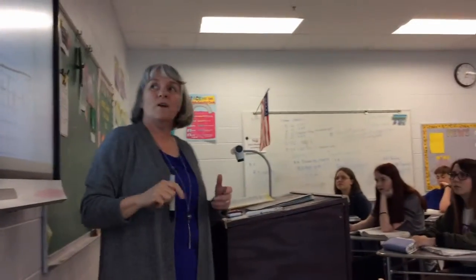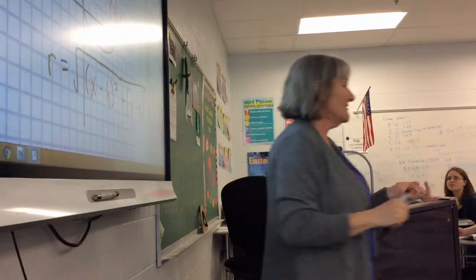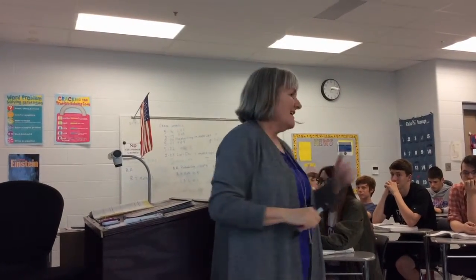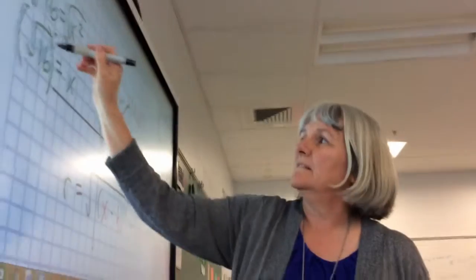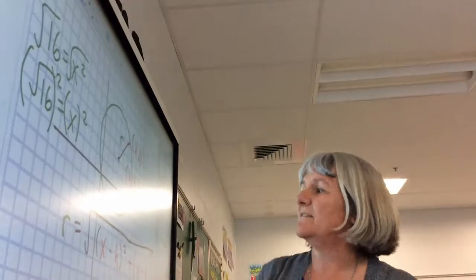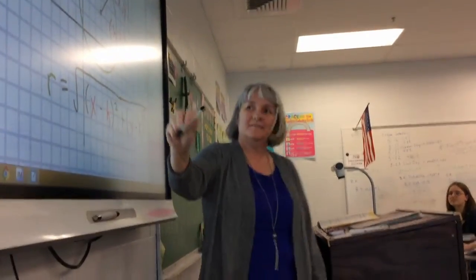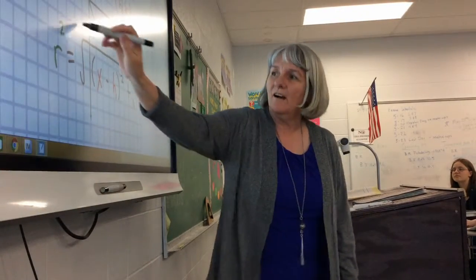So how would I get rid of the square root of 16? It would be the opposite of that. Square it, Emily says. So yeah, we're going to square it. So we're going to square both sides of that equation. So we're going to square R, and we're going to square all of this.